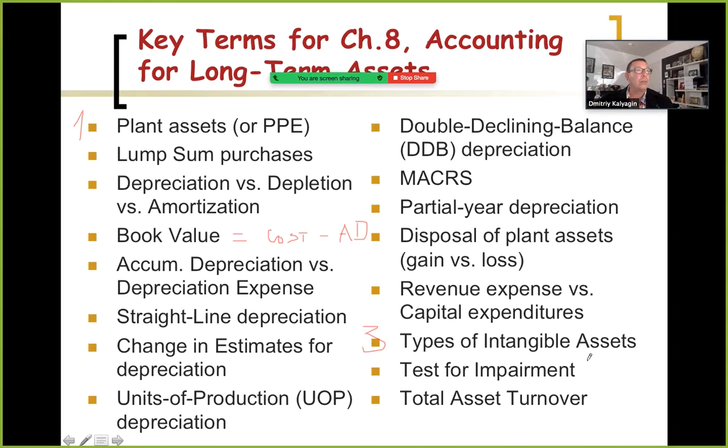And with intangible assets, we did not spend much time on them, so there are no separate problems on intangibles, but you might have a multiple choice. Make sure you know the types and make sure you know how to test for impairment. And what is impairment? We talked about impairment of goodwill. And your one ratio in this chapter was total asset turnover.